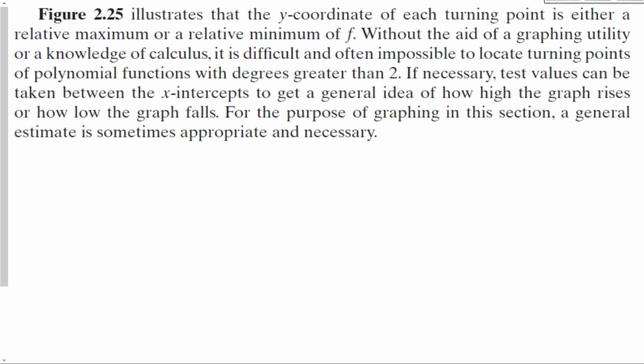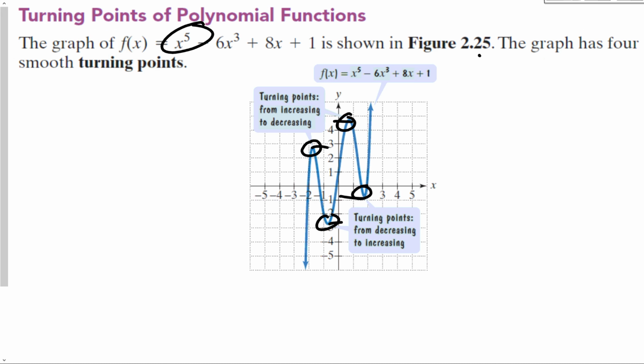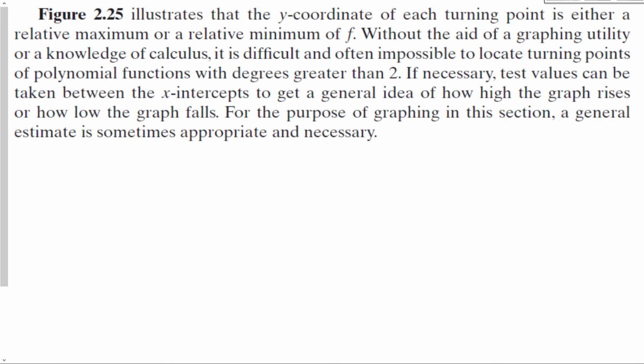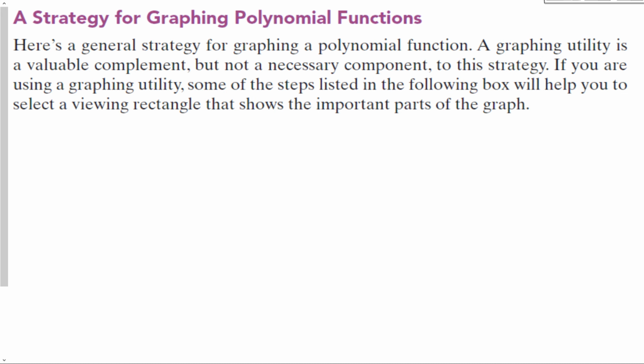If necessary, test values can be taken between x-intercepts to get a general idea of how the graph rises and how the graph falls. For the purpose of graphing in this section, a general estimate is useful, appropriate, and often necessary. So what does that mean for you? It means that if we have a graph that looks like this, we're not going to go crazy needing to know exactly where these points are, okay? Just what happens at the end, what the intercepts are, and what the general shape of the graph looks like is often good enough, unless we want to get into some calculus.